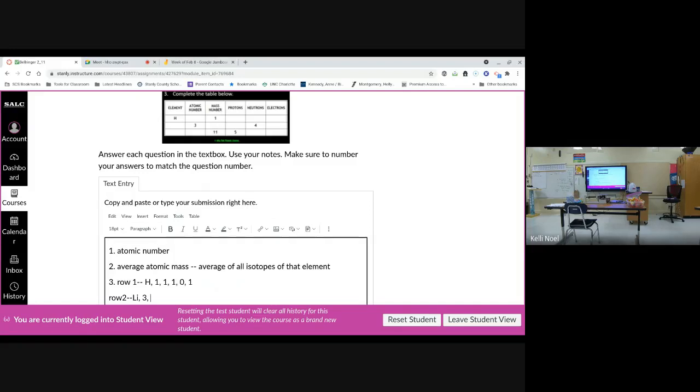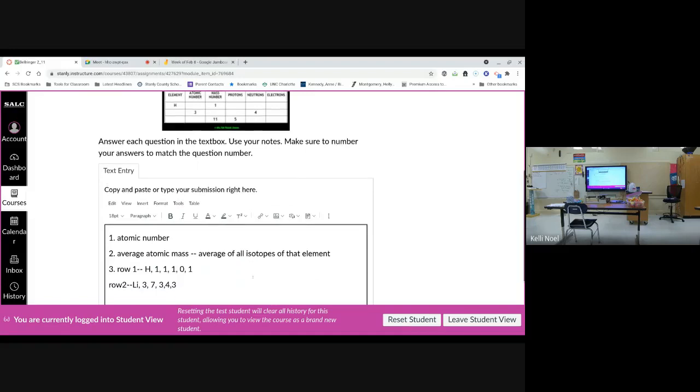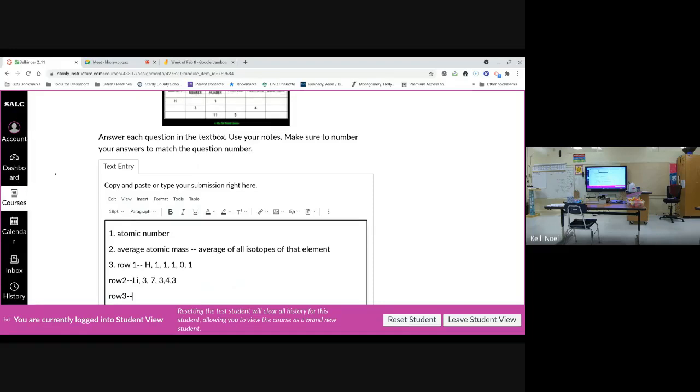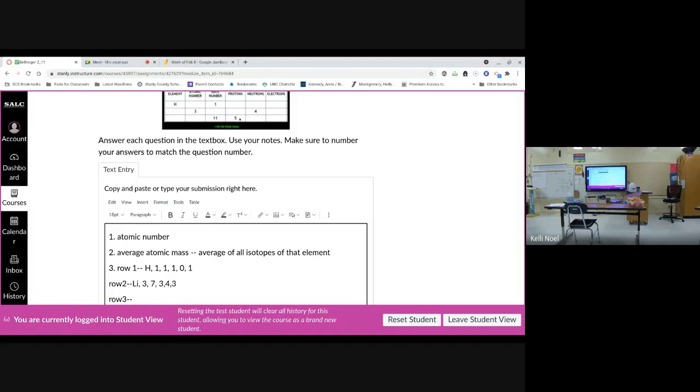Mass number, all right, so we know that protons will be 3. We have neutrons as 4. So 3 plus 4 is 7. So mass is 7. I'm going to put a 3 for protons because that stays the same. 4 is given and 3 for electrons. It's kind of hard to do without the table. Row 3, we're given the mass number of 11, protons is 5.